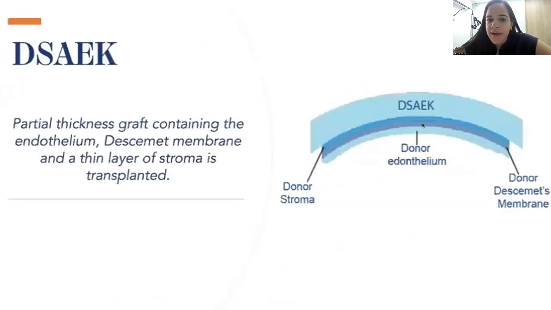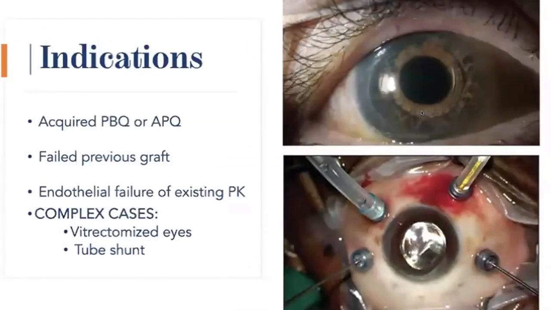DSAEK is just a partial thickness graft that contains the endothelium, the Descemet, and a thin layer of stroma that you will transplant on the eye. The common indications for DSAEK are the same as DMEK, endothelial dysfunction being the underlying cause of vision loss, with Fuchs dystrophy the most common one. Also, we use DSAEK in patients with PBK, a failed previous graft, or endothelial failure after PK. Other complex cases can be vitrectomized eyes and tube shunts.